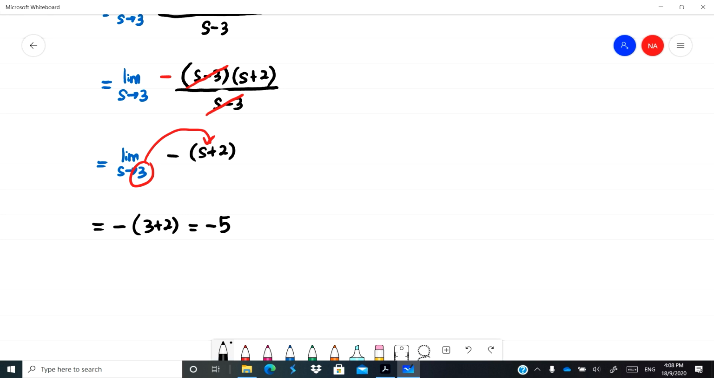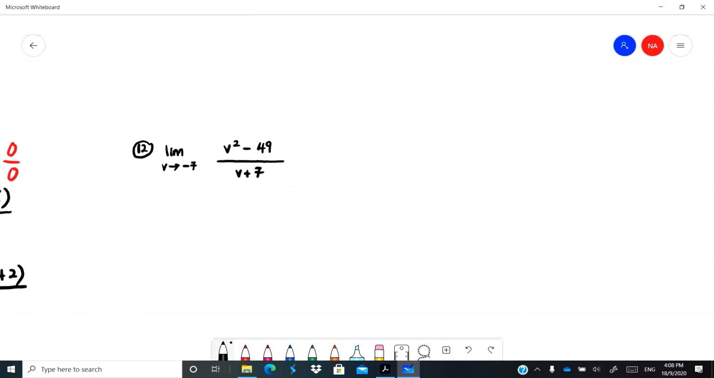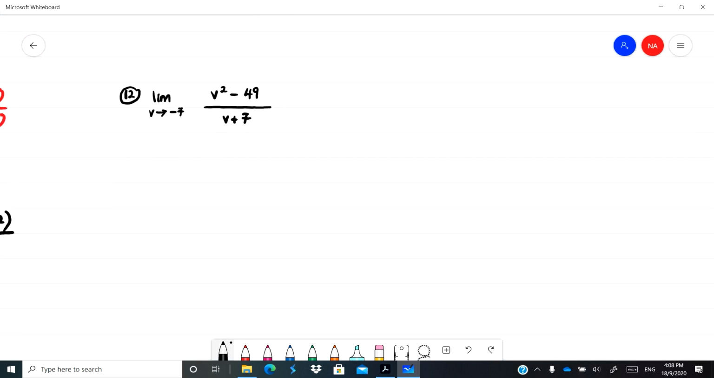All right, so I guess this is the last question we're going to solve in this video, so please focus. Alright, so we have this v approaching negative 7. If you try to substitute v with negative 7, we'll get 0 over 0 case. So this is still 0 over 0 case. So you have to reuse the factorization as what we have seen in the previous example.